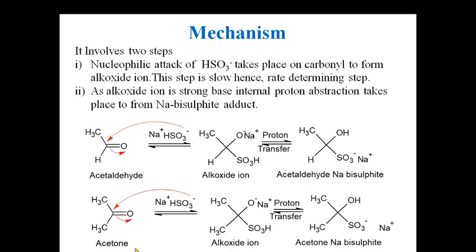Similarly, acetone will undergo the same sodium bisulfite addition, and you will get the acetone sodium bisulfite product.